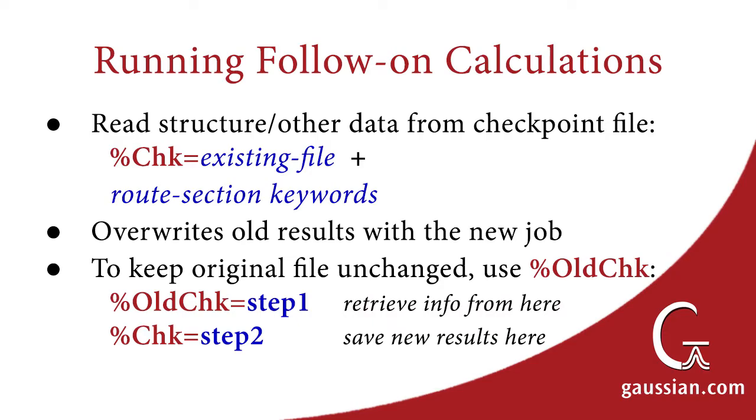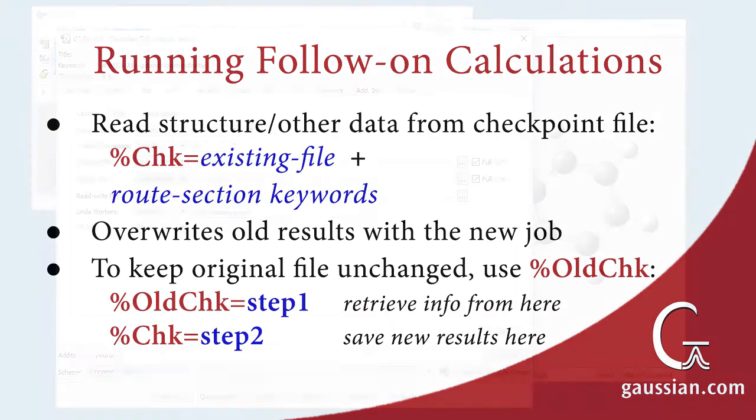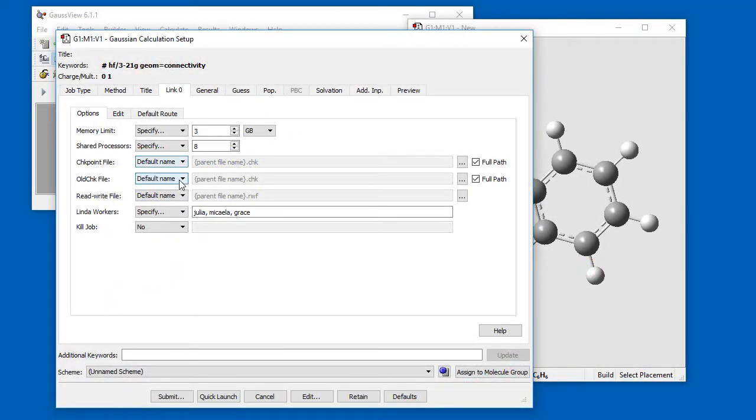Note that when you use an existing checkpoint file in this way, its original results are overwritten by those from the follow-on job. You can use data from an existing checkpoint file without modifying it by using the %oldCheck directive. This command copies data from an existing checkpoint file for use within the current job, without modifying the original file. A different checkpoint file is used for the new job. Here, we use the old check file controls in the Link0 panel. We specify the file as benopt, which refers to the file benopt.chk in the current directory.